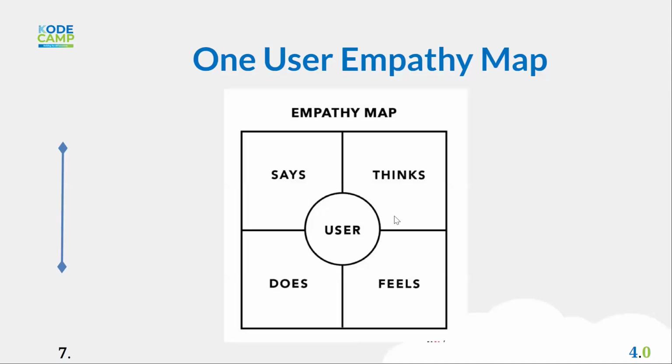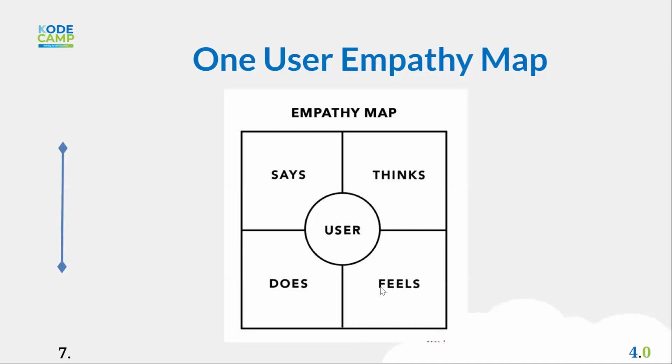Then you have Think. And the Think quadrant is not necessarily what the user says to you. It can be what the user is thinking. That's why it's very good to pay attention and be observant when you're interviewing your participants, so that you'll be able to understand what they are going through. What they say and do can either be a positive response or a negative response. But then the thought might be, I think that ordering food can be very frustrating. You understand? Then you have Feels.